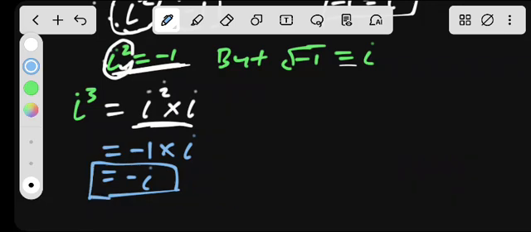You understand? This will be negative i. We'll have negative i. So again, I want you to check and then check. This is 3. 3 is odd. This is odd. I want you to check something. I want you to see something, guys.